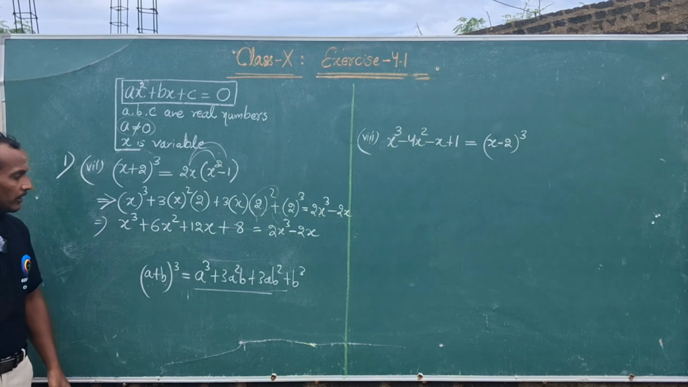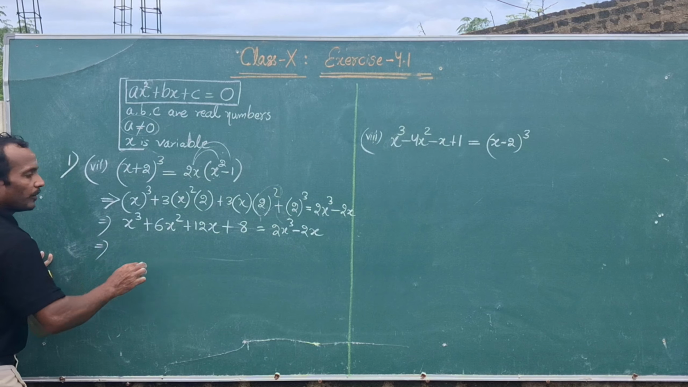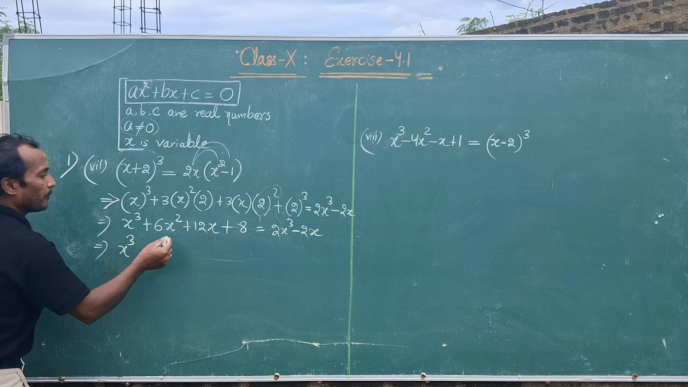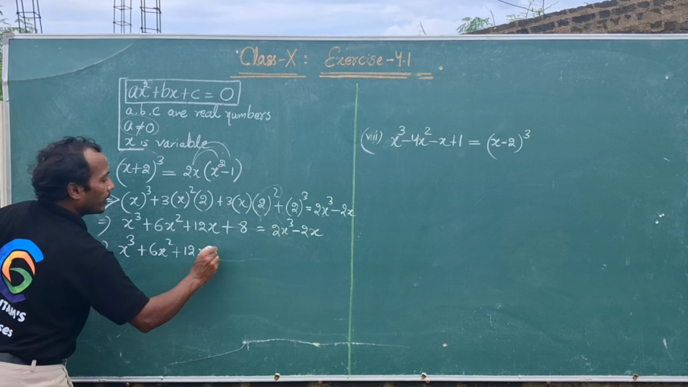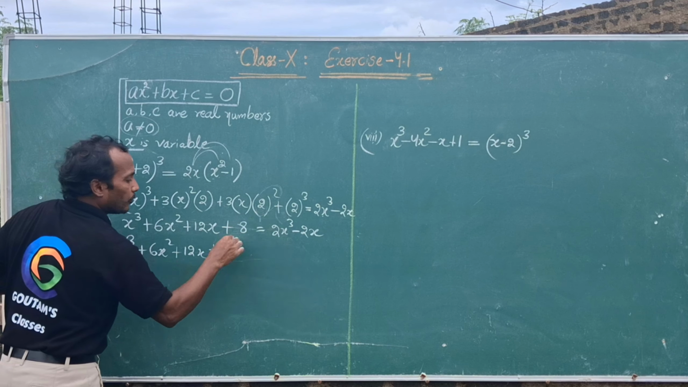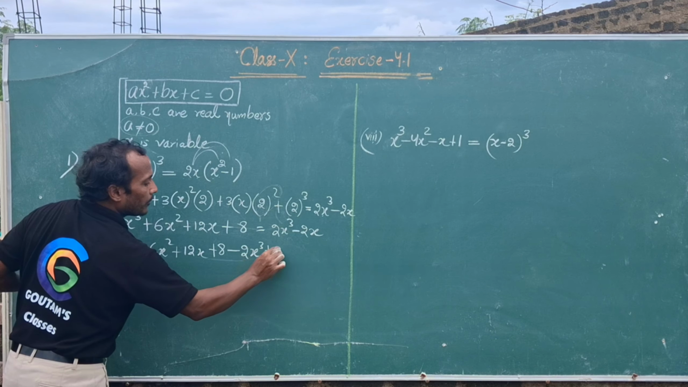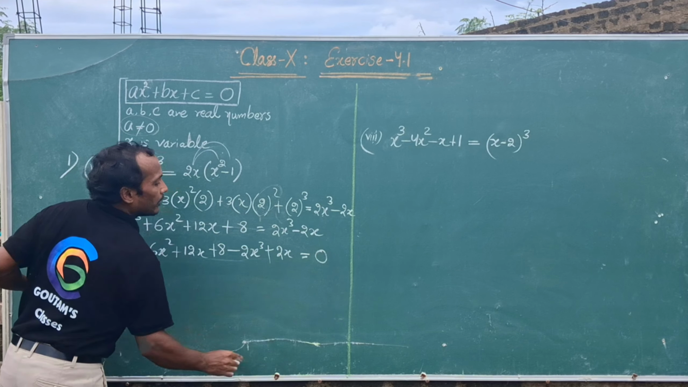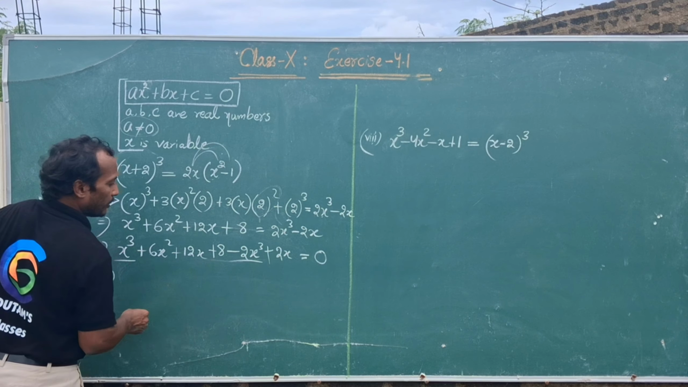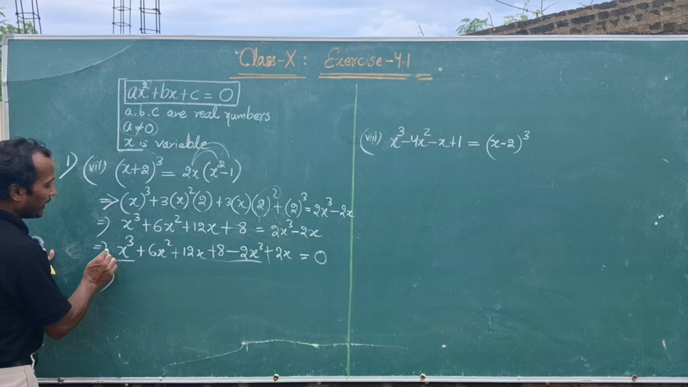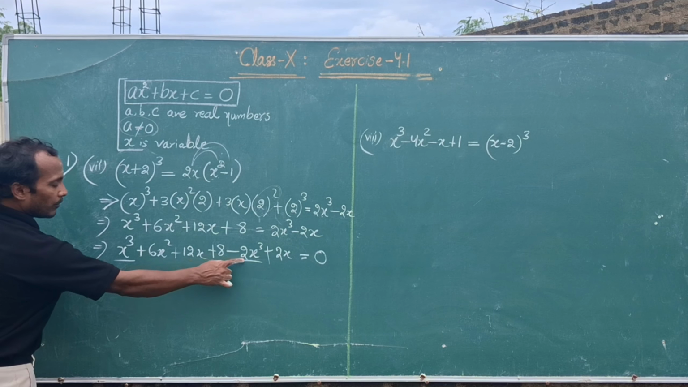Up to this it is clear. Now we will shift everything from right to left. On shifting everything from right to left, we have x cube plus 6x square plus 12x plus 8. 2x cube from right to left becomes minus 2x cube, and minus 2x becomes plus 2x, equals 0. On the right side you have 0. Now search for like terms. x cube and minus 2x cube are like terms. Their coefficients are plus 1 and minus 2. The bigger is 2, so the symbol will be minus, because the symbol of 2 is minus.